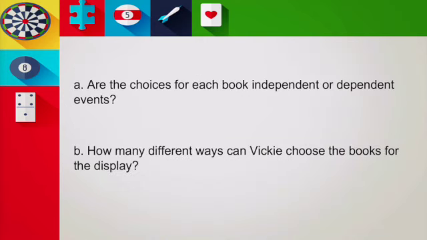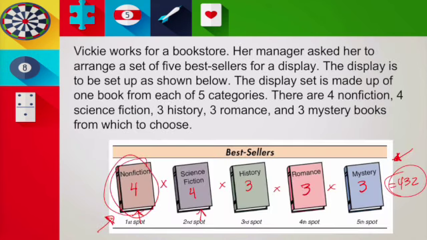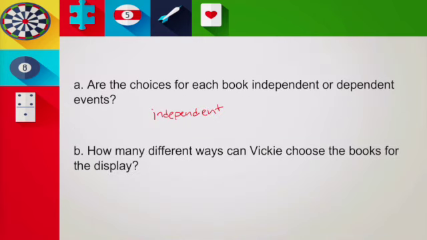So, are the choices for each book independent or dependent? They are independent events. They're independent because picking what you put in the non-fiction spot doesn't affect what you put in the science fiction spot. So they're independent.